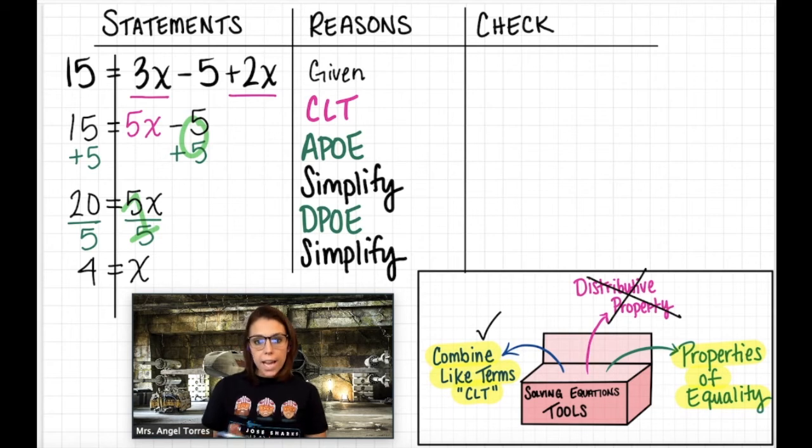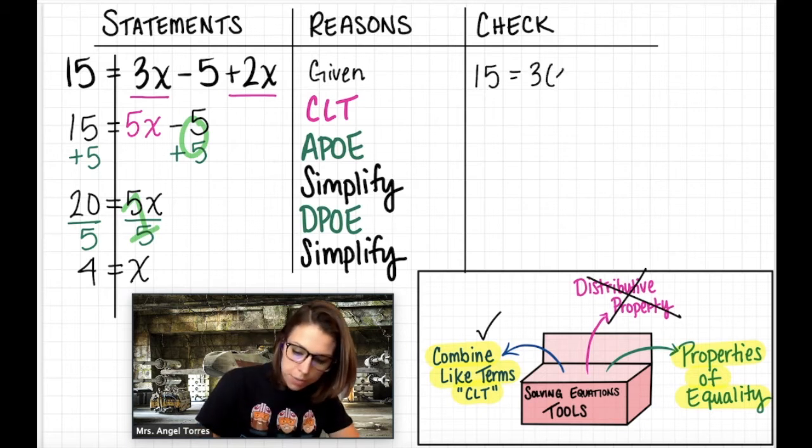Great job. I chose to use the addition property of equality next to create a zero term. I simplified to get 20 equals 5x. Then I used the division property of equality to create a big one factor, and I ended up with 4 as my solution. I'm going to go ahead and check that now.